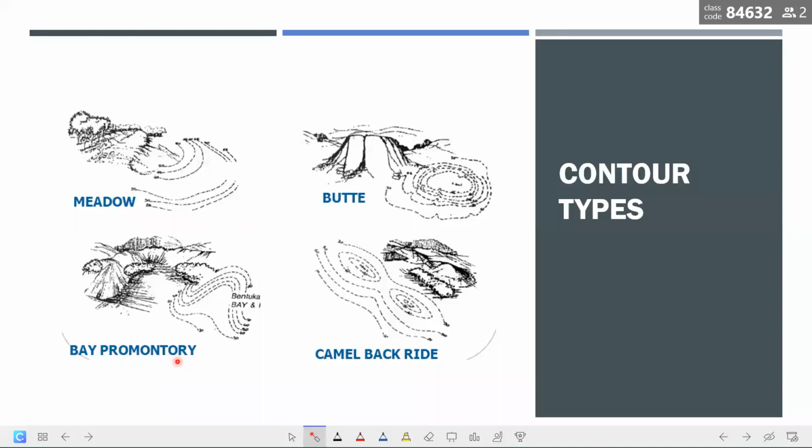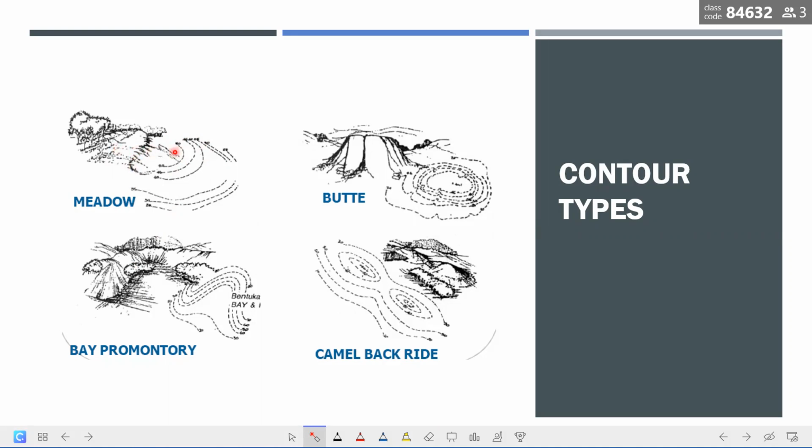So there are several contour types or landforms. Here in this slide, you're given several contour lines and how they actually look like in real life.